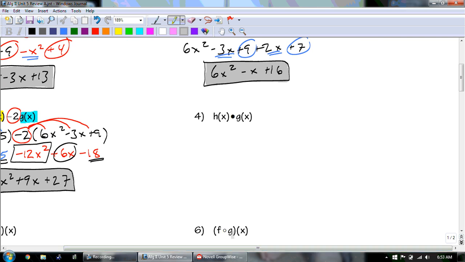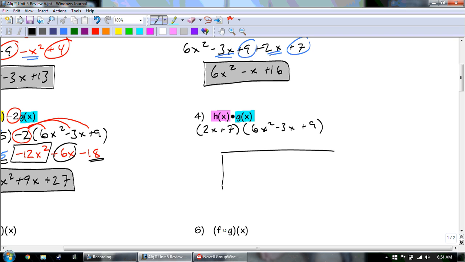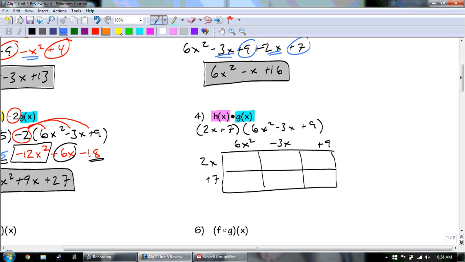Okay. Number 4. So number 4, I have h of x times g of x. Well, h of x is 2x plus 7. G of x is 6x squared minus 3x plus 9. Now, just for me, I like to stay organized, so I'm going to do the box method for this. I have my 2x plus 7 on the left side, 6x squared minus 3x plus 9. And then we just multiply.